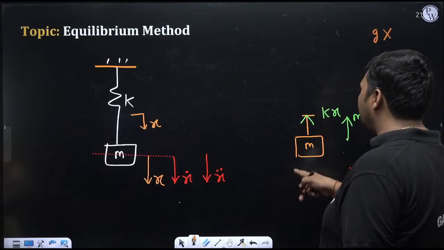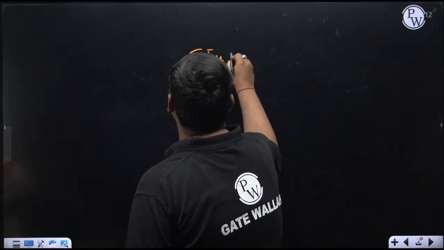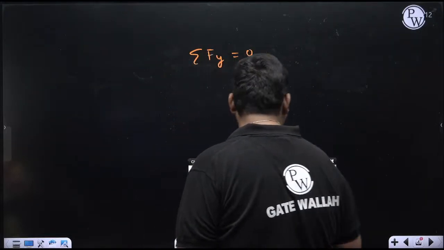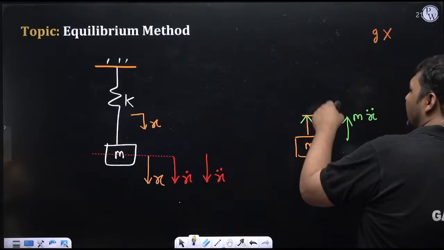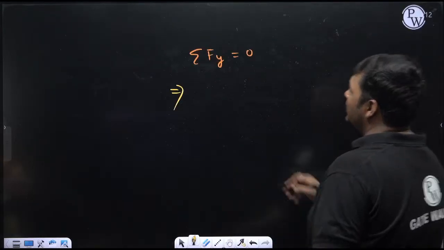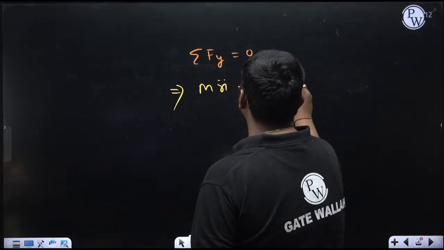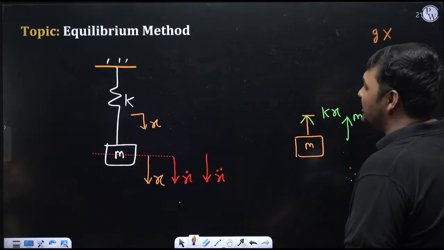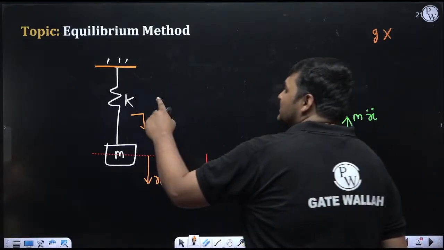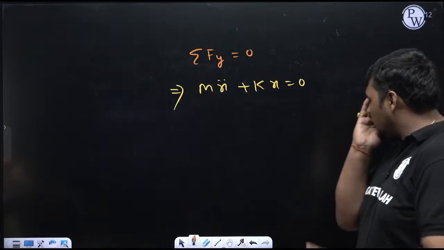Right now all forces are coming in the vertical direction, so I take the summation of forces in the vertical or y direction equal to 0. While using this summation, I add upward and subtract downward. So m x double dot is upward, so plus sign, kx is upward, so plus sign, equal to 0. This is the equation of free undamped vibration for the general case, meaning when the spring is directly attached to the point mass like this. You can remember this equation.